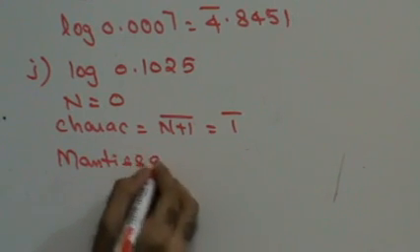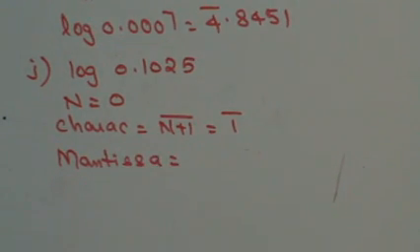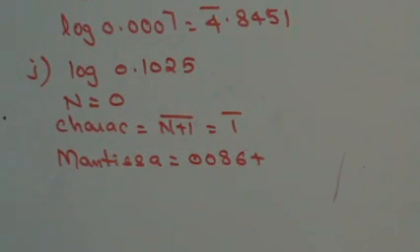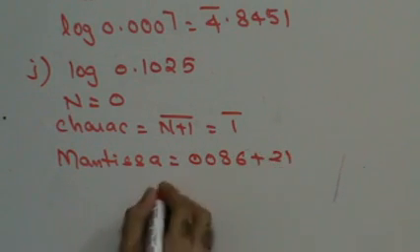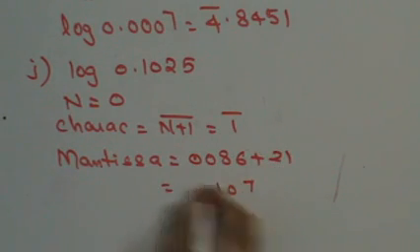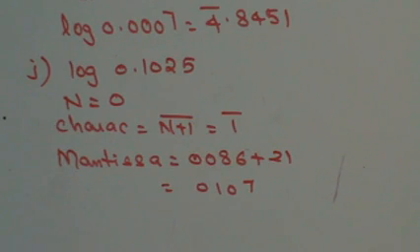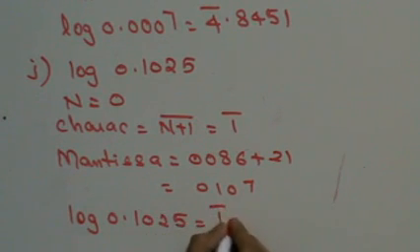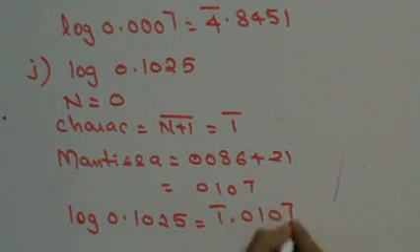Mantissa. 1025. 102 is 0086, and mean difference 5 is 21. So 0107. Therefore, log of 0.1025 is 1 bar point 0107. That is how you find log.